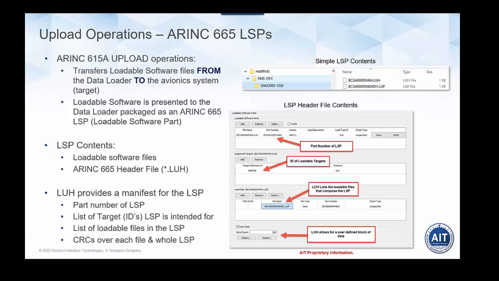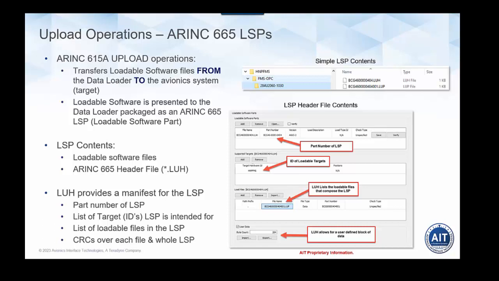If you remember back to the find operation, when a data loader does a find, the target avionics systems reply with their target hardware IDs. Well, a loadable software part has to have embedded in it the target hardware ID of the avionics system, or the targets, that the part is valid to load onto. This allows the data loader to not let an operator or user attempt to load a software part to an avionics system that the software part was not constructed for.